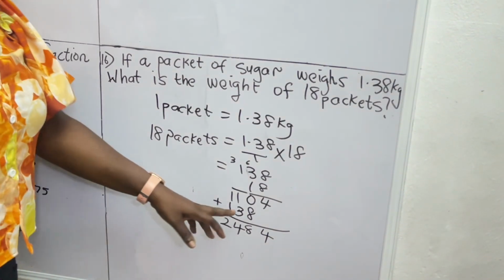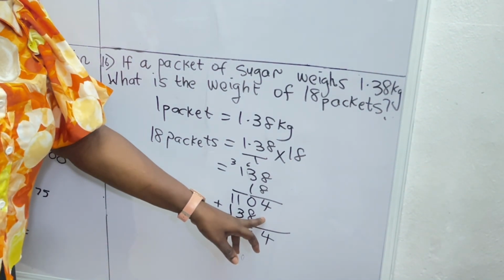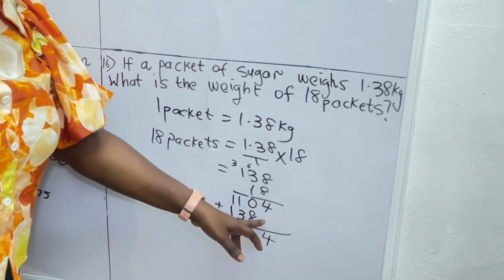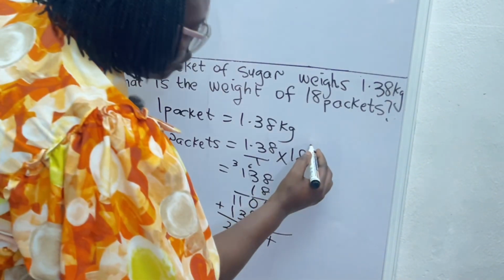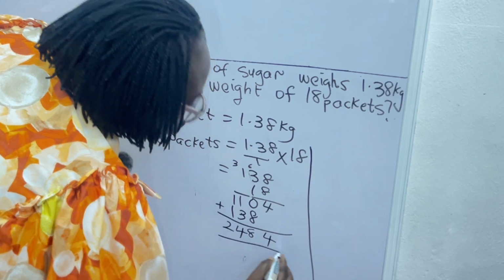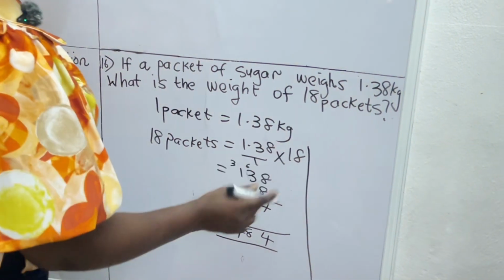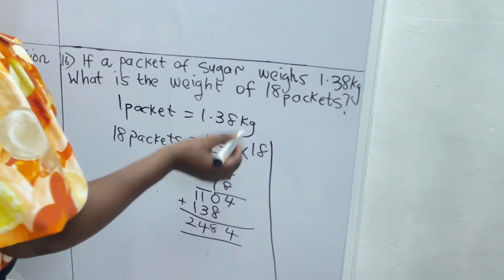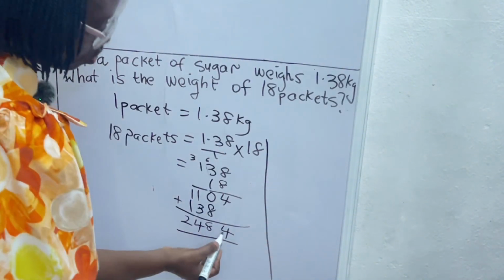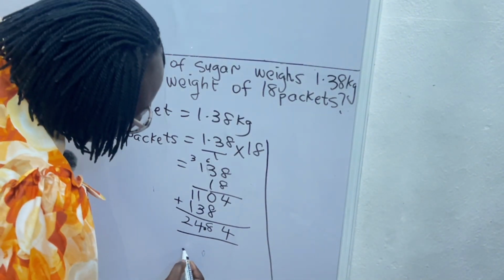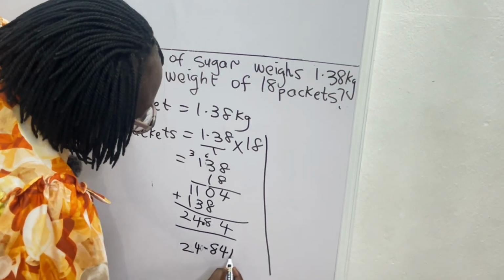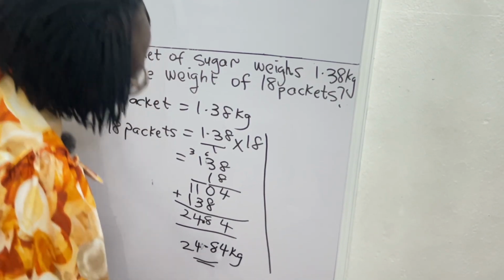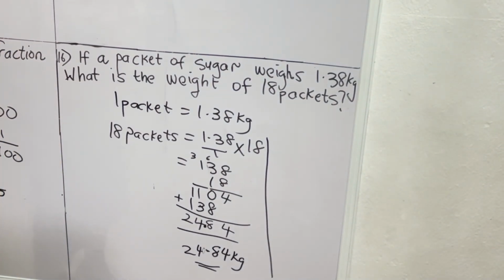Some children make the mistake of writing their 8 here. And some ask the question, why can't we put the 8 directly? So this is how it is. There's another method you can use for your multiplication. Okay, before we forget, you count the number of decimals. We have 1, 2, 1, 2. So the answer is 24.84 kilogram. 18 packets weigh 24.84 kilogram.